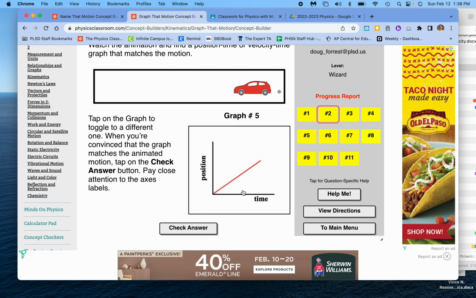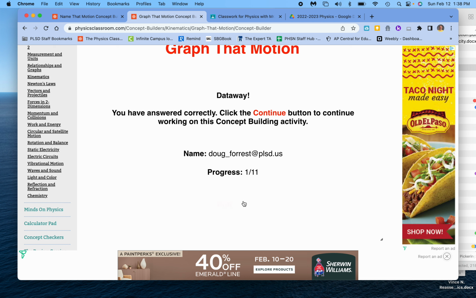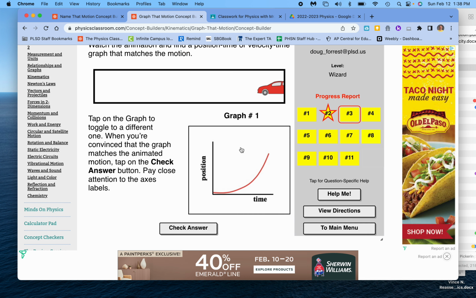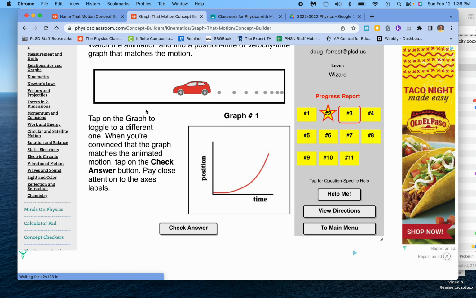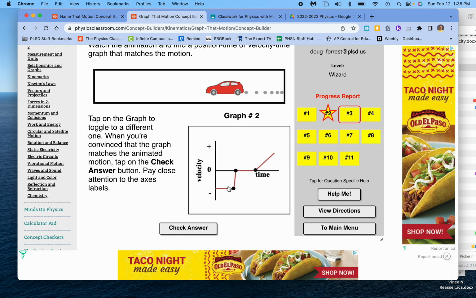When I look at it, there's no other position graph that would agree with this motion. If this was a position graph, that said position versus time, that would agree with the motion as well, but it doesn't. So I think that's it. This is going at a negative velocity. It's speeding up, so the velocity is getting more and more negative. The position starts off high and is going down. So that can't be it.